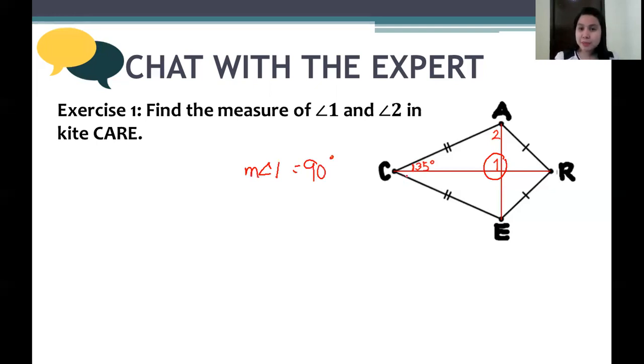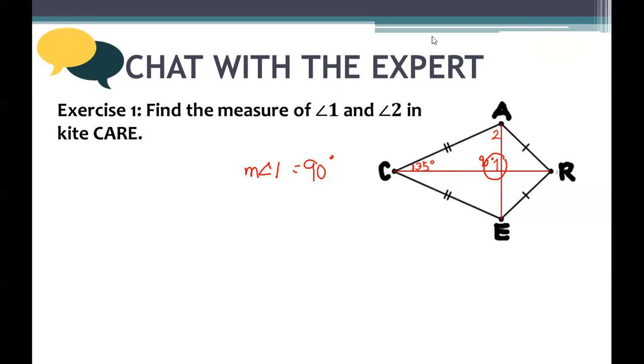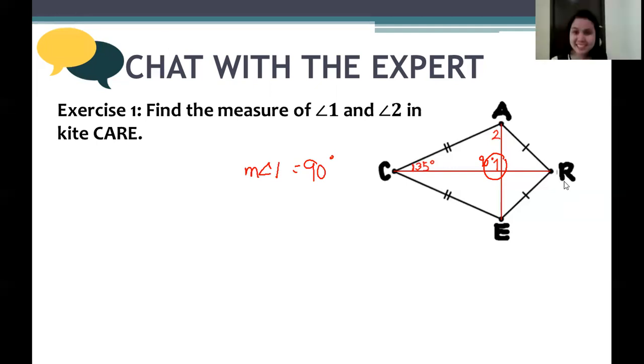Now, can you tell me, AP, why is it measuring 90 degrees? It's half of 180. Yes, it's possible, but remember, wait for a while. Remember the theorem? The theorem states that the diagonals of a kite are perpendicular to each other. So these are our diagonals. So we form right angles here, right? Right angles. So angle 1 measures 90 degrees.